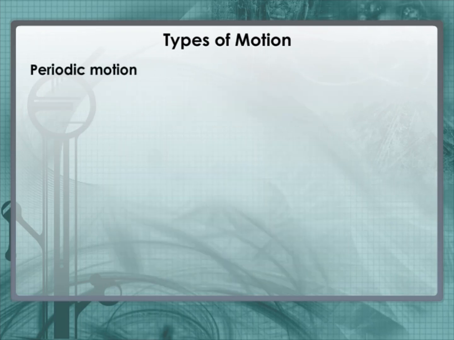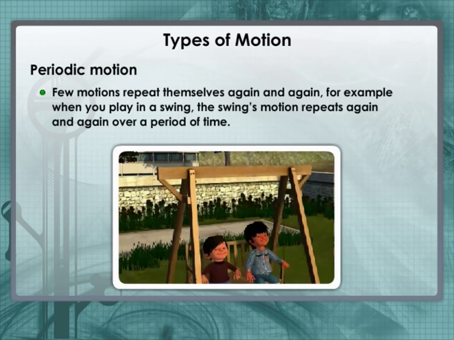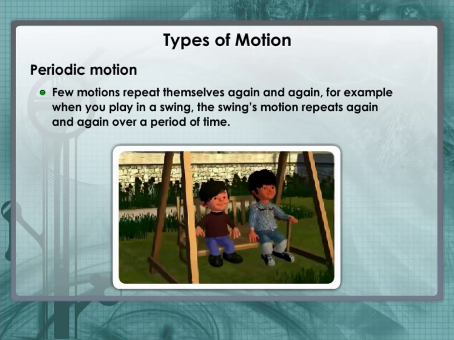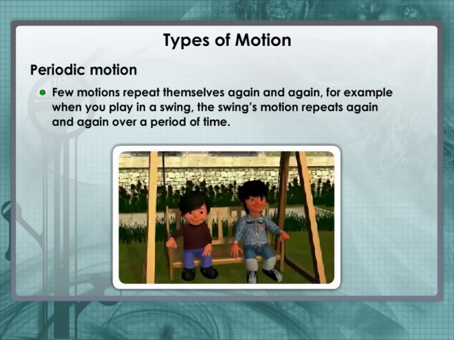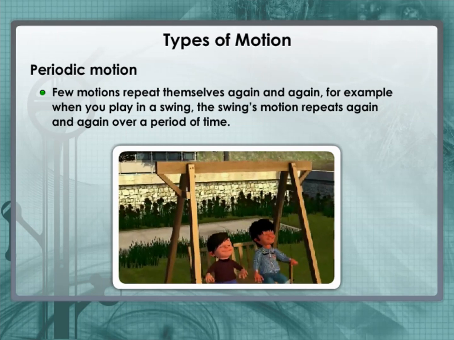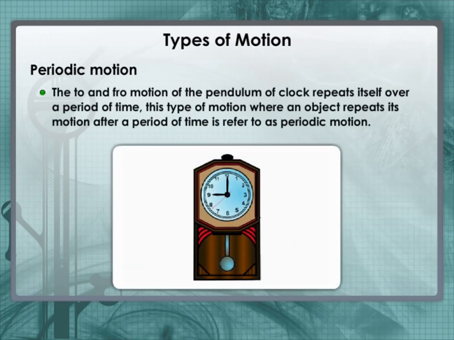Periodic motion. Few motions repeat themselves again and again. For example, when you play in a swing, the swing's motion repeats again and again over a period of time. The to and fro motion of the pendulum of a clock repeats itself over a period of time. This type of motion, where an object repeats its motion after a period of time, is referred to as periodic motion.